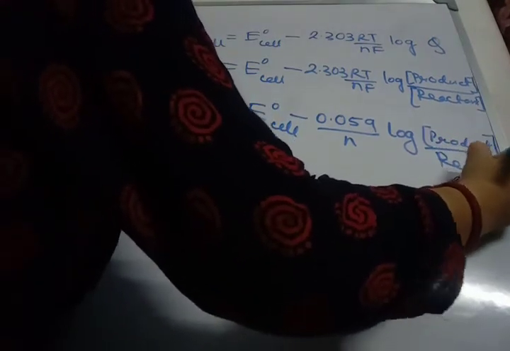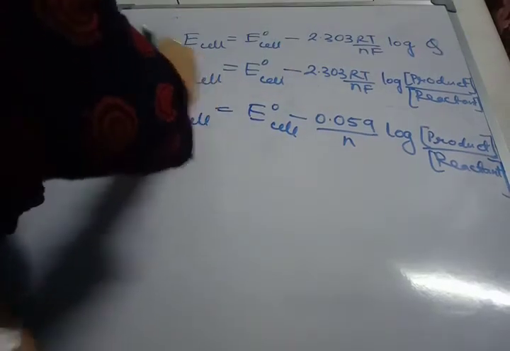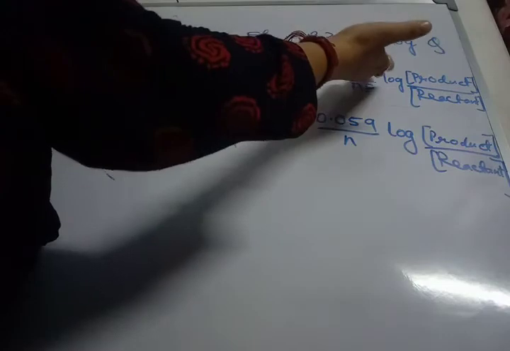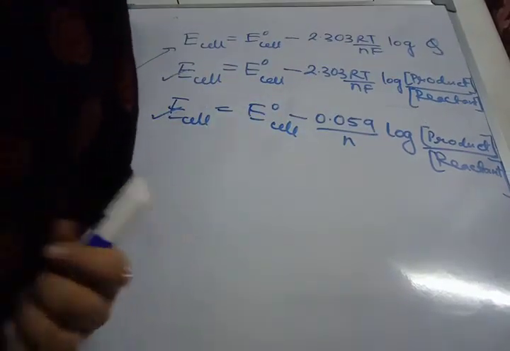So both these equations represent the Nernst equation. Here I have not substituted the values of R, T and F. Here I have substituted the values. So both represent the Nernst equation.